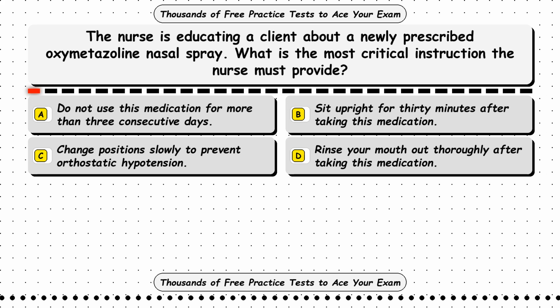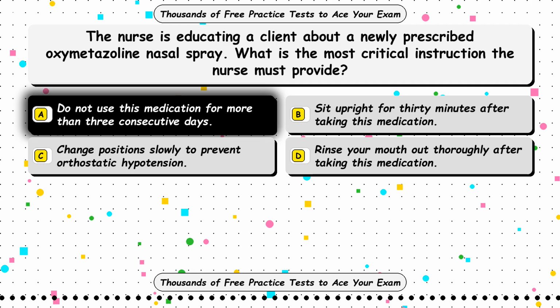Question 30. The nurse is educating a client about a newly prescribed oxymetazoline nasal spray. What is the most critical instruction the nurse must provide? Option A. Do not use this medication for more than 3 consecutive days. Option B. Sit upright for 30 minutes after taking this medication. Option C. Change position slowly to prevent orthostatic hypotension. Option D. Rinse your mouth out thoroughly after taking this medication.